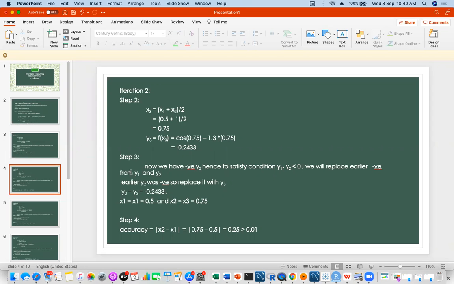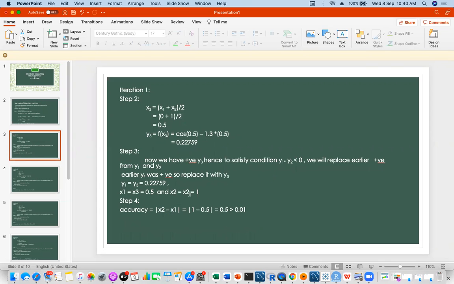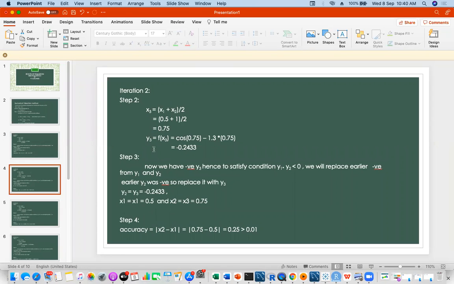So we will replace y2, because it was negative here, right? So y2 is replaced by y3, that is equal to minus 0.2433. And in a similar way, x2 will be replaced by x3. So the new x2 is 0.75, right? And x1 will be the same.